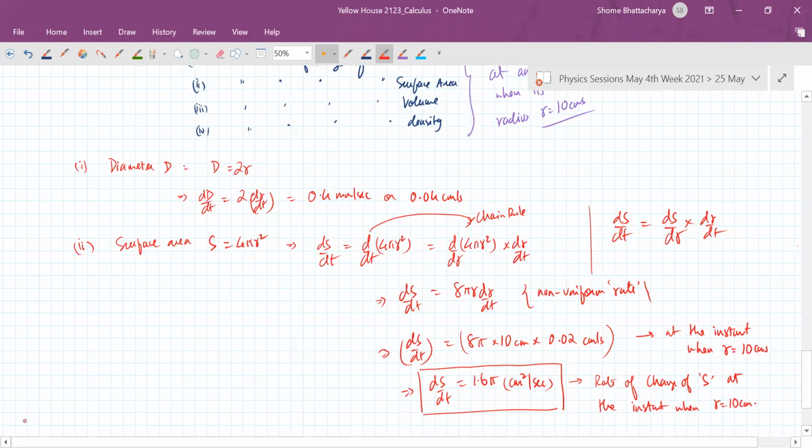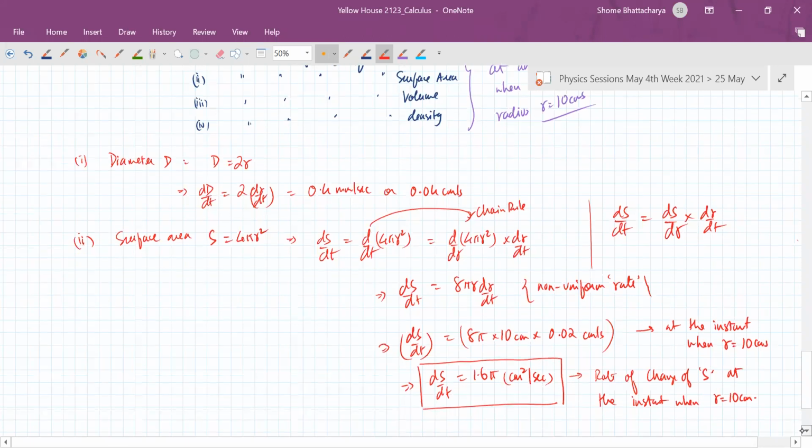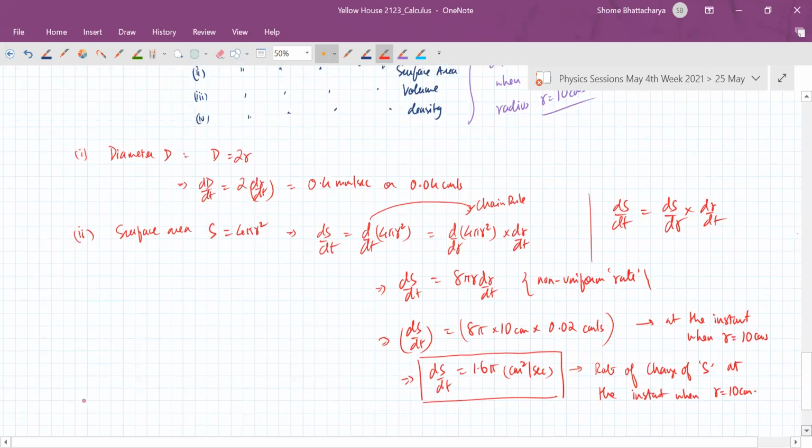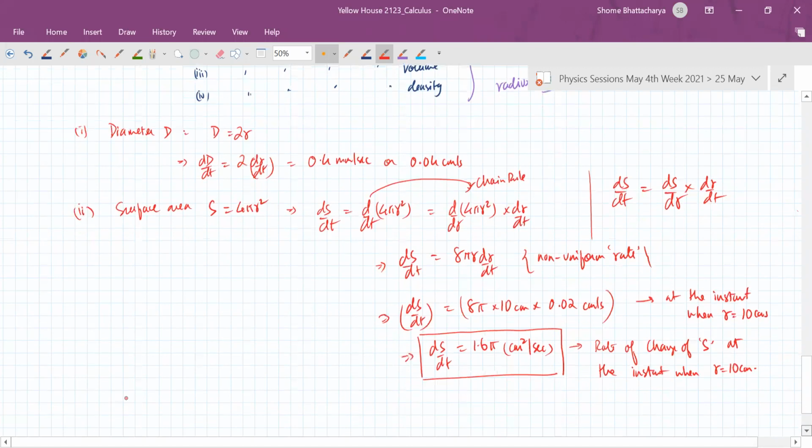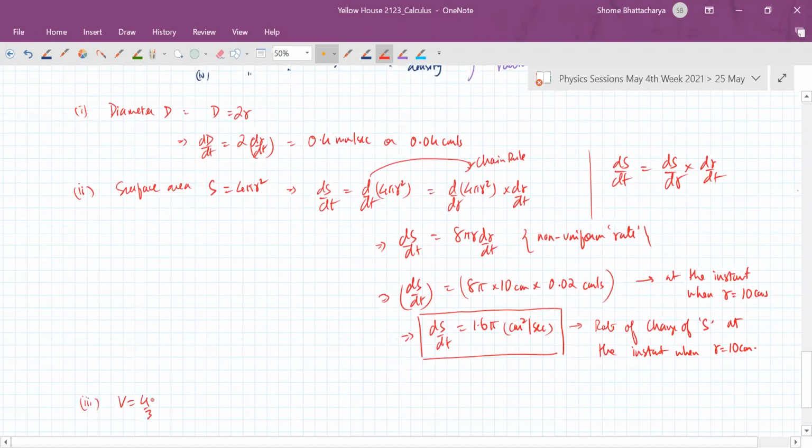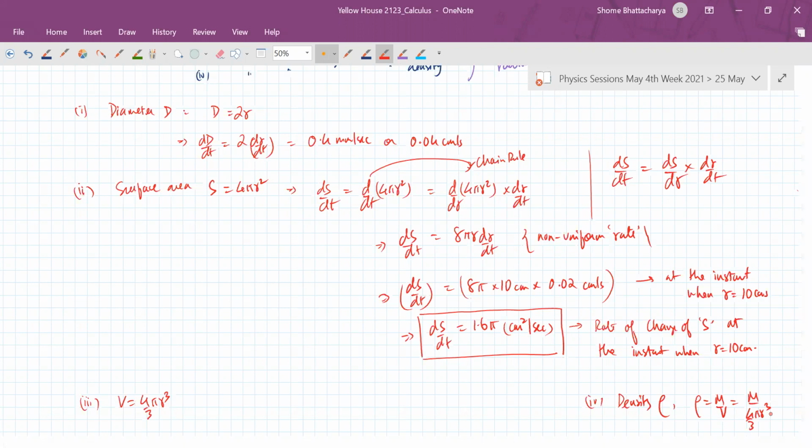Okay, so likewise now we will relate volume also, the third part, and the fourth part, density. So we'll use this formula for volume. And for density, let's say we use the symbol rho because we already used D. So density is mass per unit volume, or we can also write it as this. Okay. So we can express density as a function of volume and use chain rule, or we can express density further as a function of radius and again use chain rule.